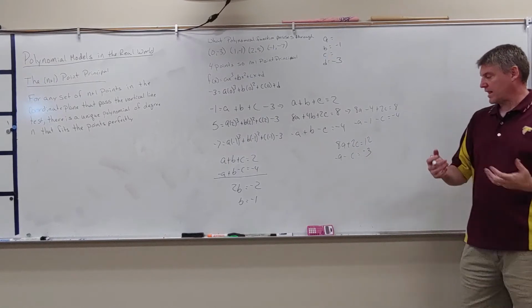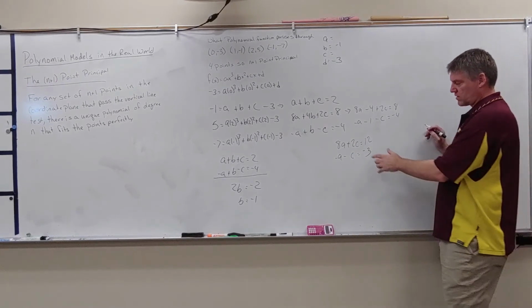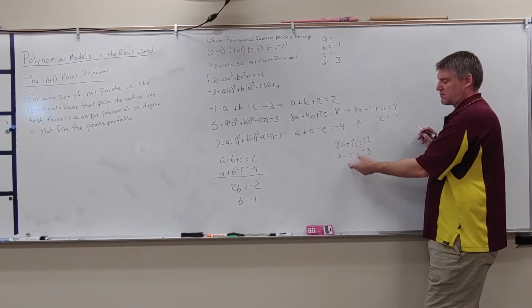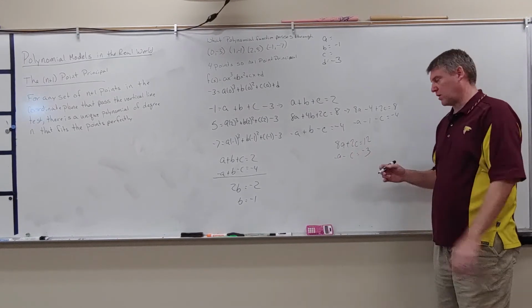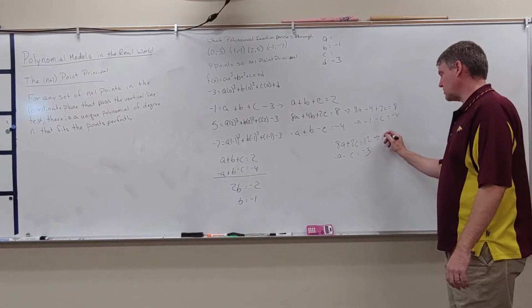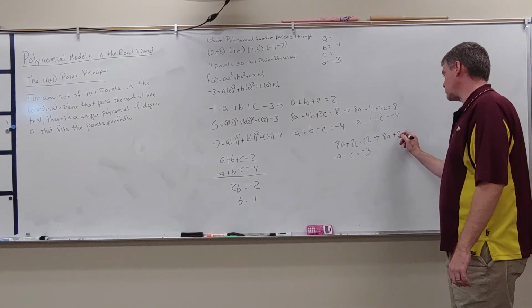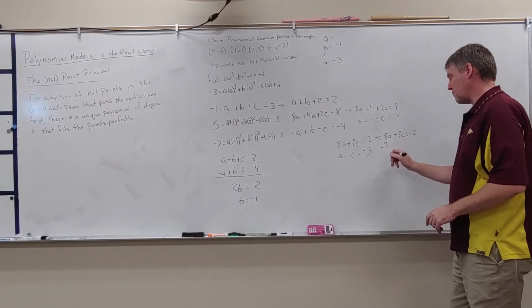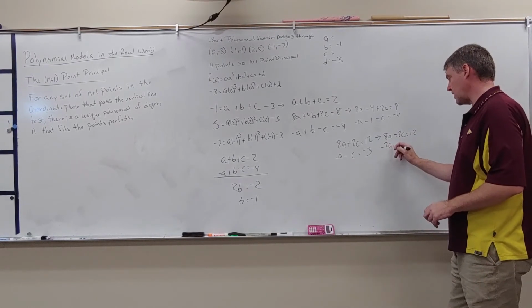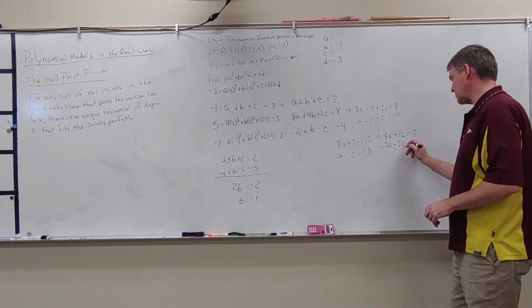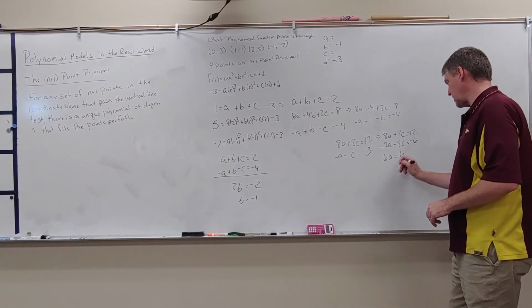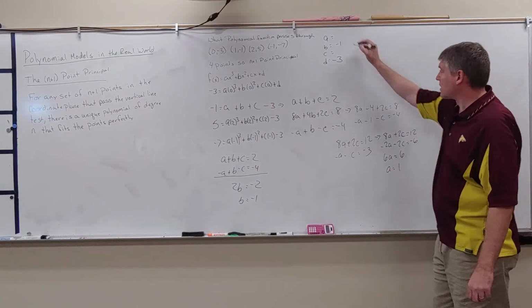Okay. Now I notice that I could eliminate either a or c. c is probably just a little bit easier because I have a smaller number to multiply by. So this is 8a plus 2c equals 12. I'm going to multiply this bottom by 2. So negative 2a minus 2c equals negative 6. 6a equals 6, or a equals 1.